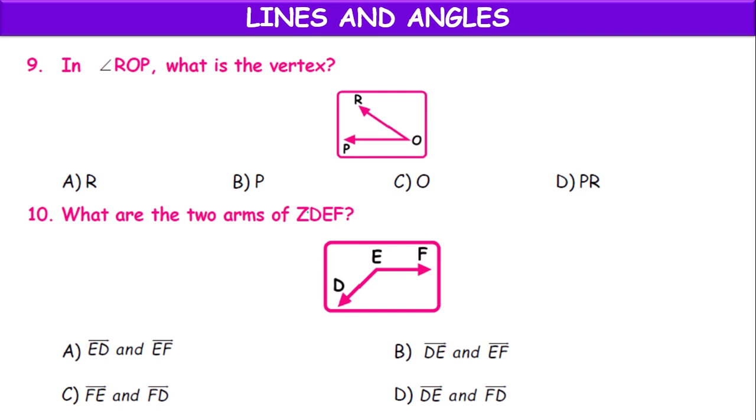What are the two arms of angle DEF? This is the angle symbol, children. Angle DEF. E is the common point, E is the vertex at which the angle is formed. This ED is one arm, EF is the other arm. Option A, children. ED, EF. So option A is correct.